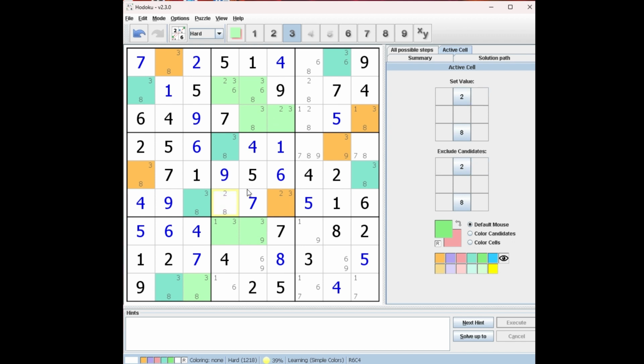Okay, now this will force that. This will force that. Because this blue would exclude both of those, and this blue would exclude that one, and this blue would exclude that one, this would be blue. We have an orange and a blue. That can never be three. We can now set that to be an eight.